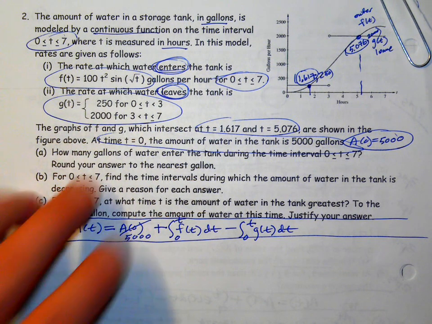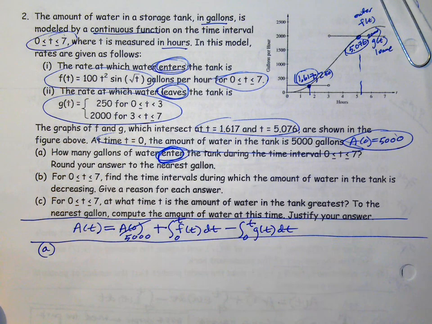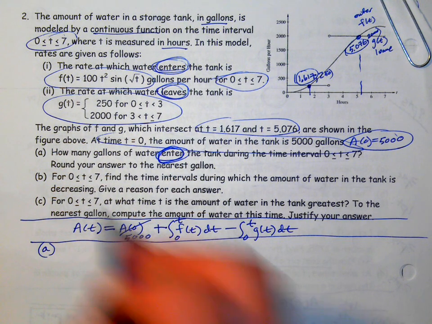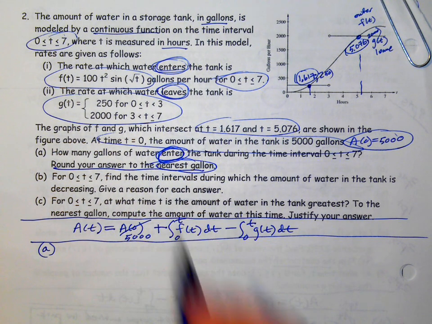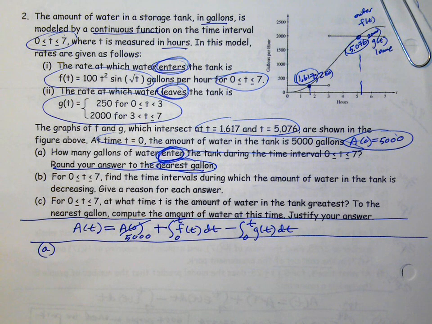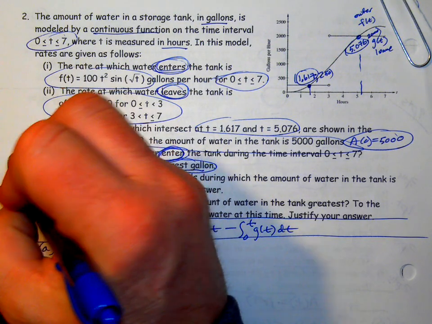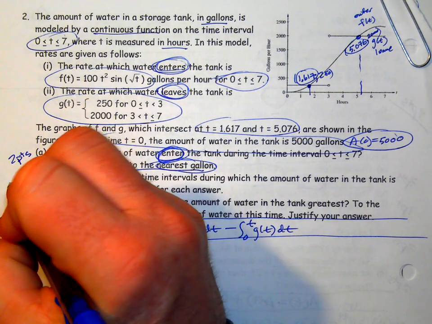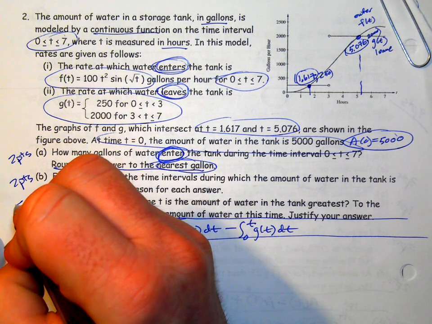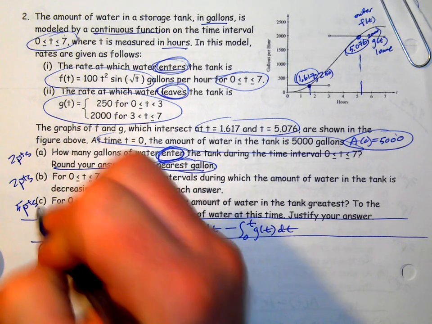Part A says, how many gallons of water enter the tank from 0 to 7? Round your answer to the nearest gallon. If you don't round it to the nearest gallon and give me 3 decimal accuracy because I've trained you so well, you're going to lose a whole point. The breakdown of points on this problem is 2 points, 2 points, 5 points. That adds up to 9 points.